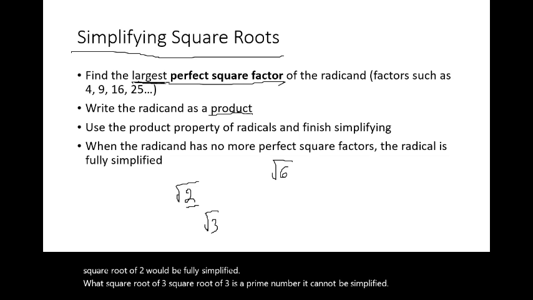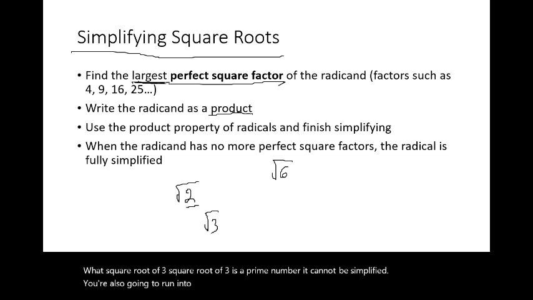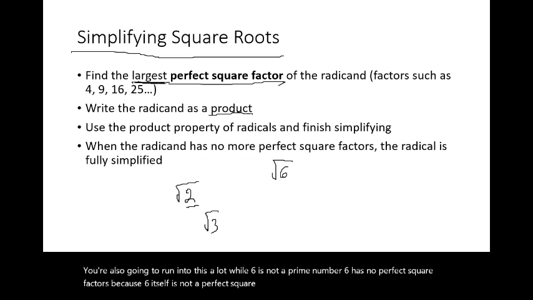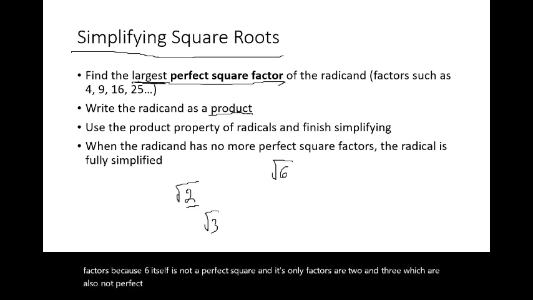You're also going to run into this a lot. While 6 is not a prime number, 6 has no perfect square factors because 6 itself is not a perfect square, and its only factors are 2 and 3, which are also not perfect squares. So, since 6 has no perfect square factors, square root of 6 would be fully simplified.